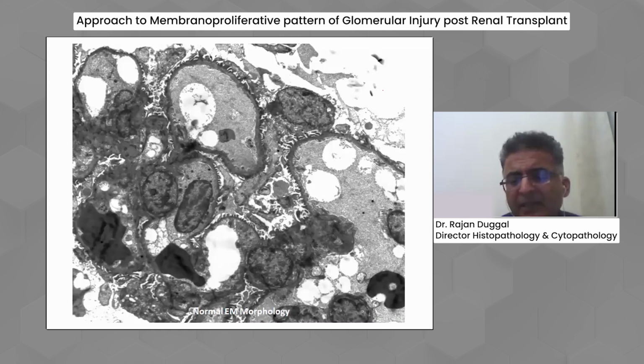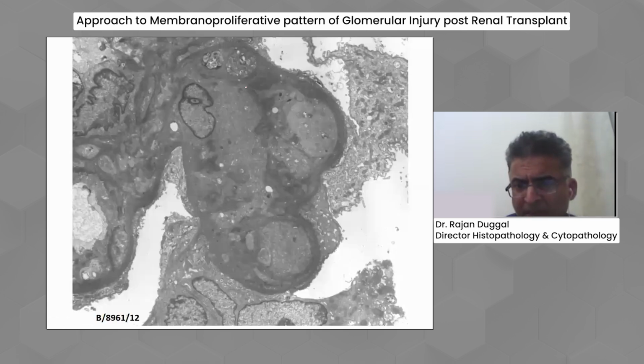We did ultrastructure examination also. This is just for comparison. This is the normal glomerulus under ultrastructure examination, how it looks. So what you can appreciate is, this is the GBM, and these projections are foot processes. Similarly, you can see these projections. All these are foot processes. So this is a normal glomerulus showing absolutely preserved foot processes.